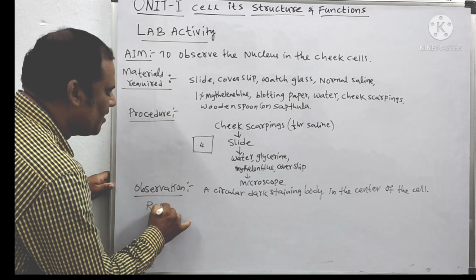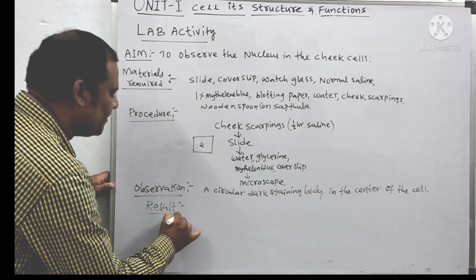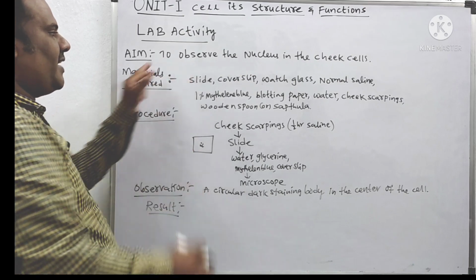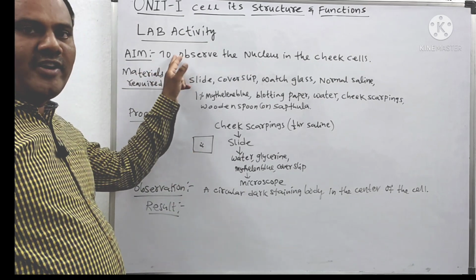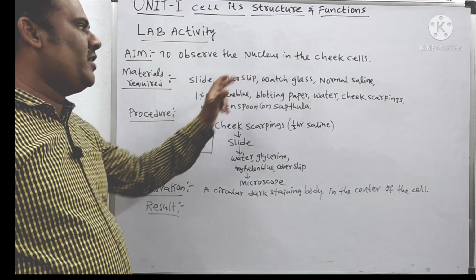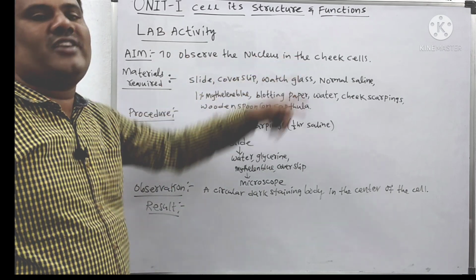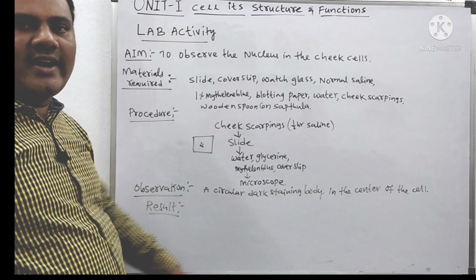Now the result of this experiment is that by this we observe the nucleus. The aim you write as, to observe the nucleus, and the result is written with slight changes: by this we observe the nucleus in the cheek cells. The result you have to write like this.